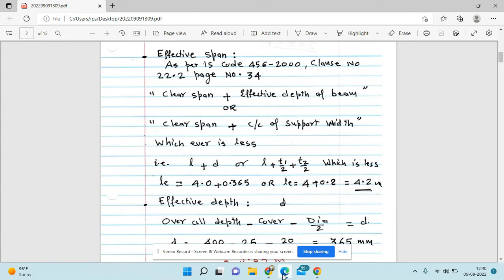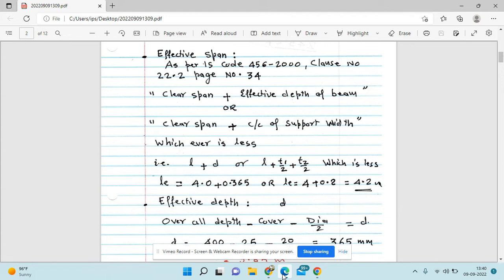Now in our case, first of all we have to decide the effective depth. How to find out the effective depth? It is nothing but L plus, that is clear span, plus half the support thickness on either side, or we can call overall depth minus the clear cover minus half the bar diameter, we call as effective depth. Now first case is clear span is 4 meter. Effective depth comes out to be 365, that is 0.365 meter.